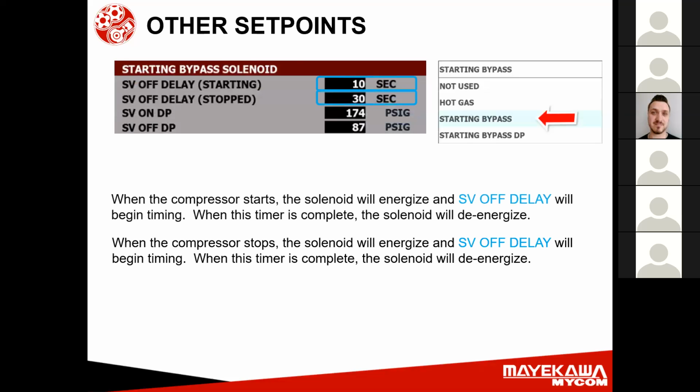SV off delay stopping is used when the compressor is stopping. The solenoid will energize for the duration of the timer when the compressor stops. SV on DP and SV off DP are not active with the starting bypass option and are active with the starting bypass DP option.